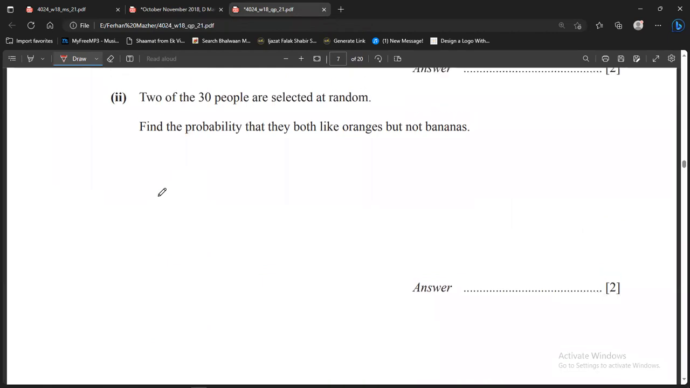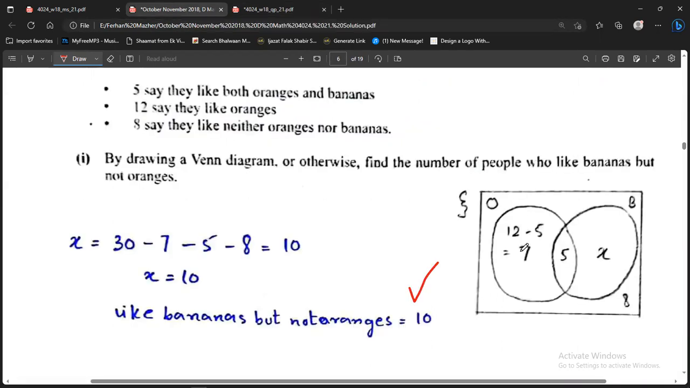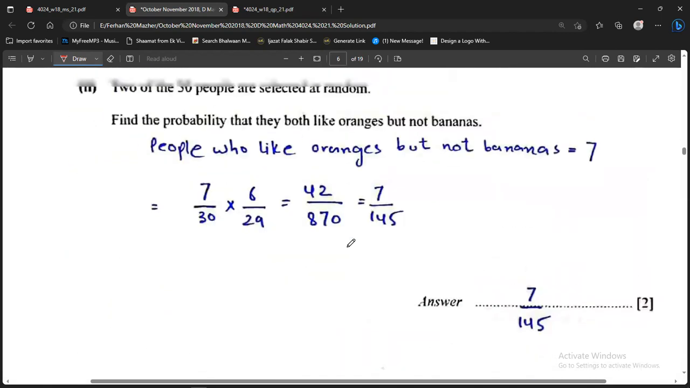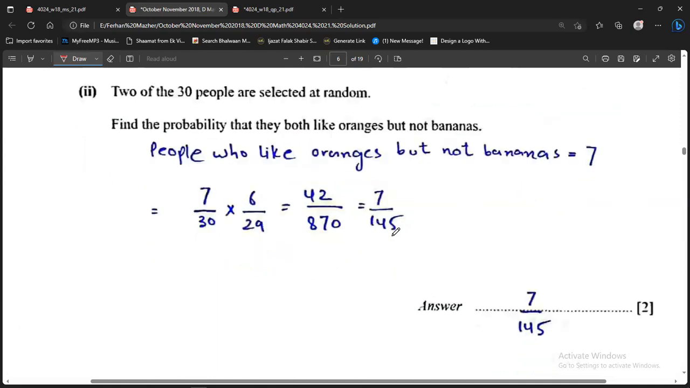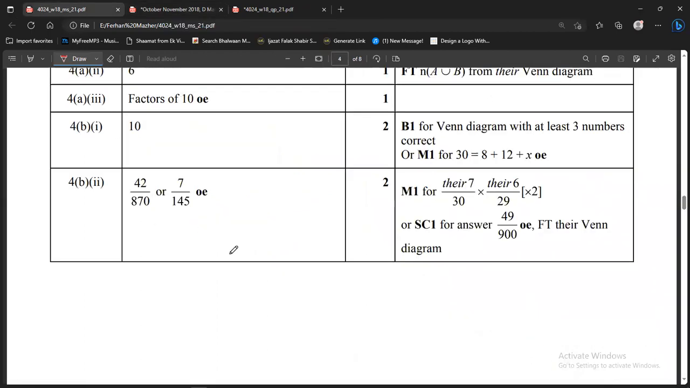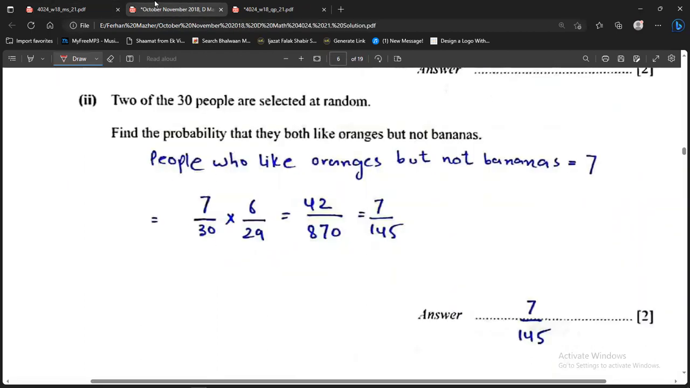2 of the 30 people are selected at random. Find the probability that they both like oranges but not banana. Oranges but not banana are 7 people out of 30 people. So if you select 2, it will be 7 by 30 multiply 6 by 29. That will be 42 by 870. And when you enter this in your calculator and convert the answer into fraction, you will get 7 divided by 145. And 7 divided by 145 is the right answer, sir.